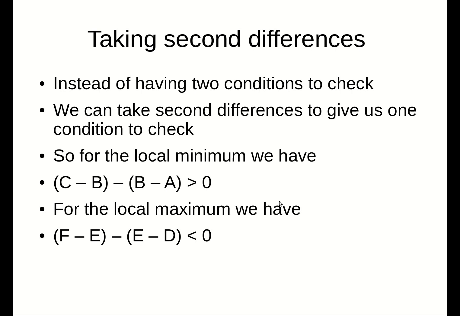And for the local maximum, we have F minus E, which is smaller than 0, minus E minus D, which is bigger than 0. So overall, it'll be less than 0.